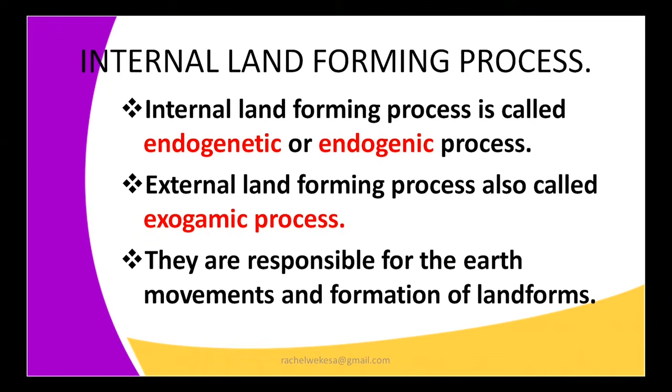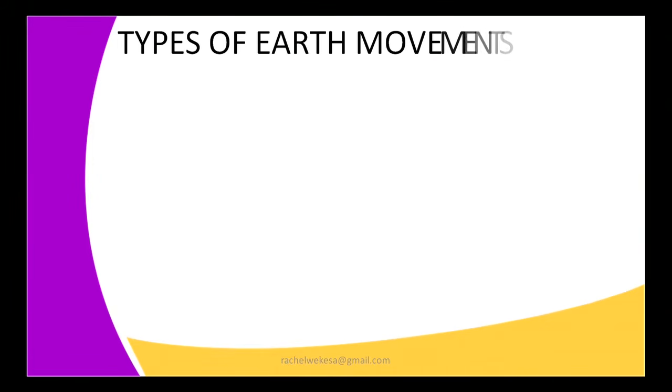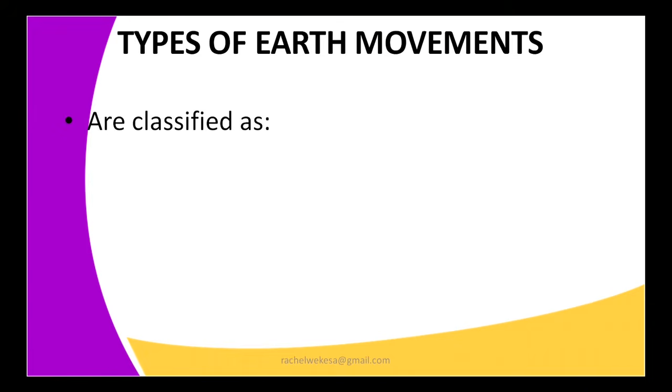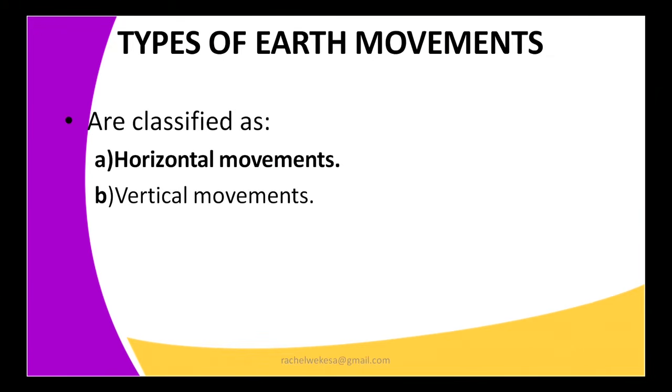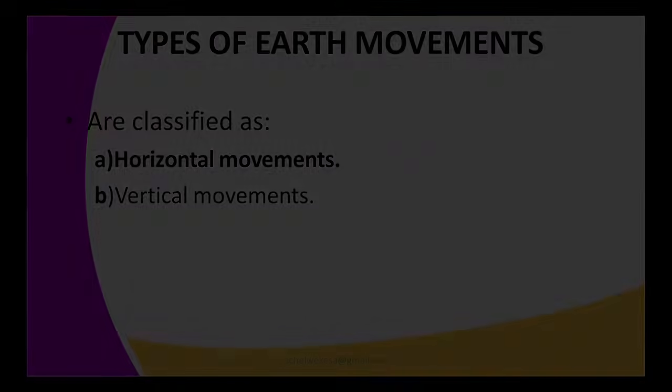In our next slide, we will look at the types of earth movements, and we will see how each type of earth movement is going to influence whatever feature forms on the earth. So we go to types of earth movements. They are classified into 2. One is the horizontal movements. Two is the vertical movements. After we have seen the classification of the 2 movements, I will show you a video on each of the movements and explain each type.